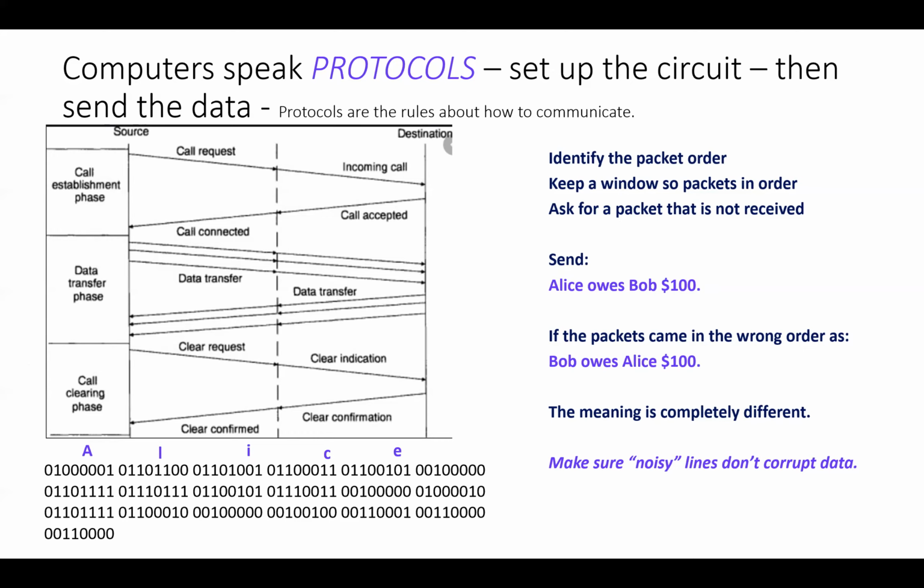You need to make sure that the order is correct because if you sent Alice owes Bob $100 and the packets came in the wrong order and you got Bob owes Alice $100, a completely different message, right? So you need to make sure that the packets are coming in the correct order.